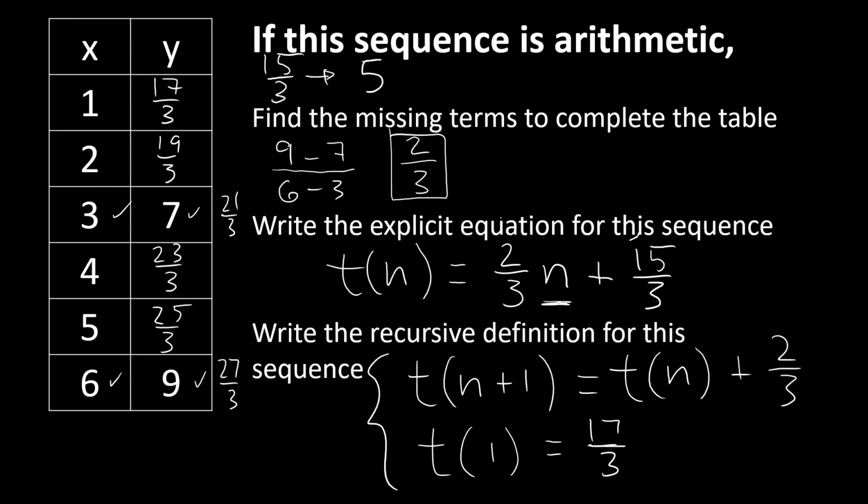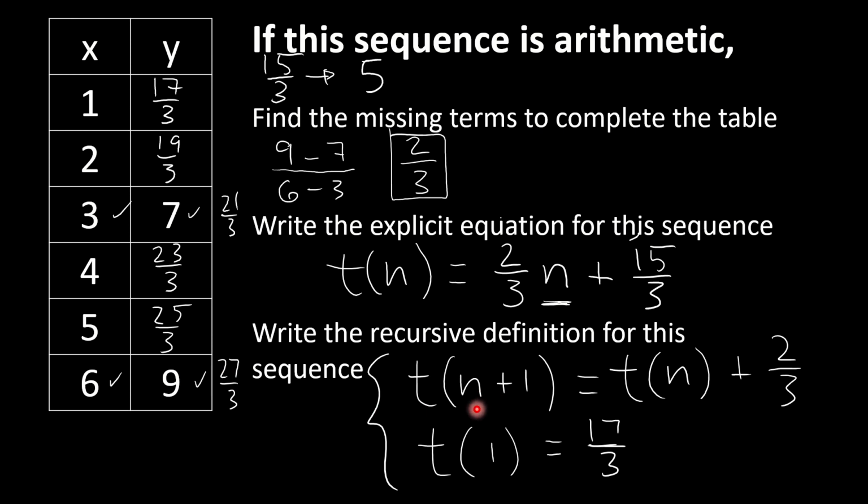And you can see that's exactly what's happening here. I start at 17 thirds. And 17 thirds plus 2/3 is 19 thirds. 19, 20, 21 is 21 thirds, which is 7. Plus 2 more thirds is 23 thirds. Plus 2 more is 25 thirds. Plus 2 more is 27 thirds. So absolutely, this is the recursive definition for this sequence.